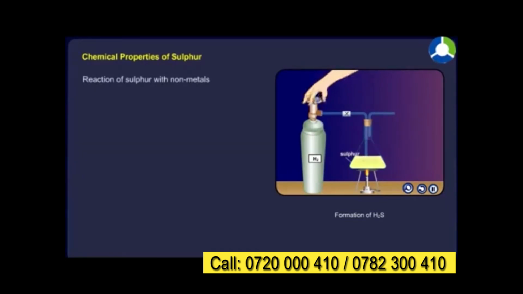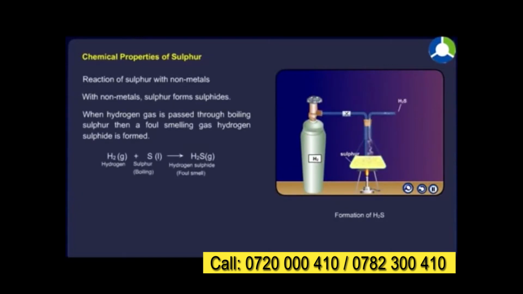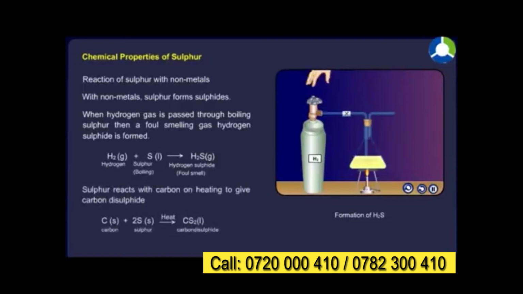Reaction of sulfur with non-metals. With non-metals, sulfur forms sulfides. When hydrogen gas is passed through boiling sulfur, then a foul-smelling gas, hydrogen sulfide, is formed. Sulfur reacts with carbon on heating to give carbon disulfide.